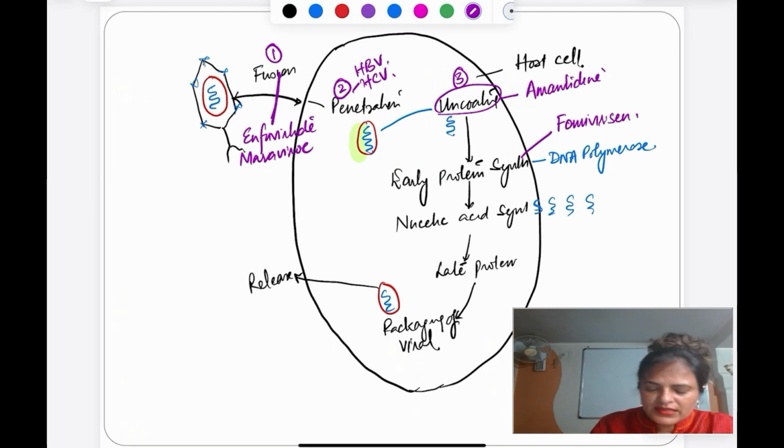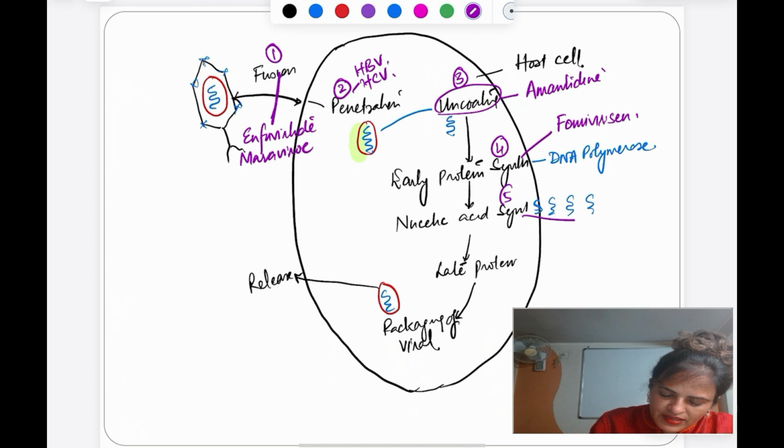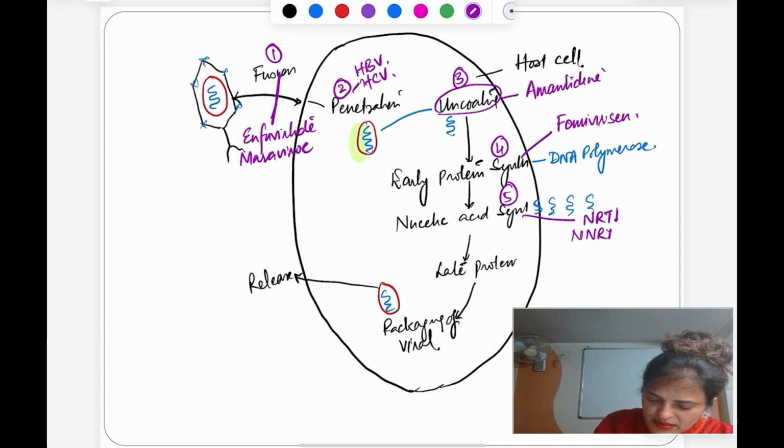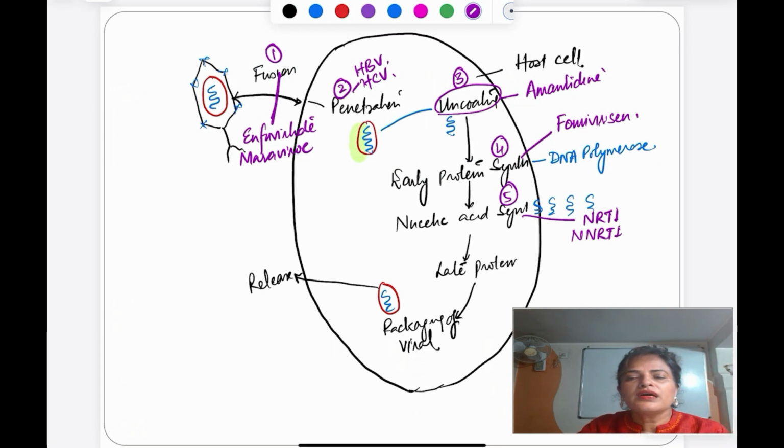Then the nucleic acid synthesis inhibitors, many drugs act at this site. So this is number 4. Number 5 is the nucleoside reverse transcriptase inhibitors, like zidovudine, stavudine, didanosine, a long list is there. Non-nucleoside reverse transcriptase inhibitors. So these drugs are used against the HIV virus. We'll be discussing them in detail when we take the anti-HIV drugs.